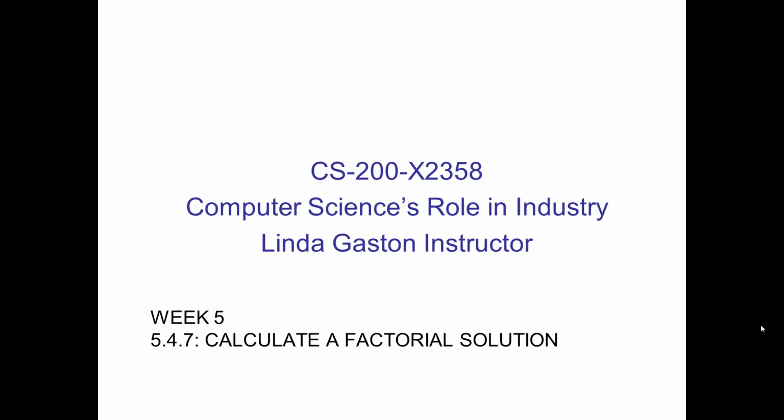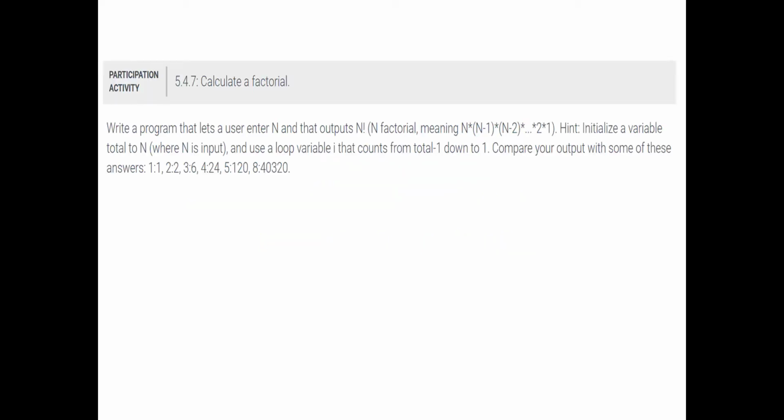Hello everyone. In this video, we're going to walk through the solution to the Week 5 Zybook Participation Activity 5.4.7 to calculate a factorial. So when you look at the Zybook Participation Activity, you'll see that you're to calculate a factorial by writing a program that lets the user enter some value in and to output n factorial. And n factorial means n times n minus 1 times n minus 2, etc.